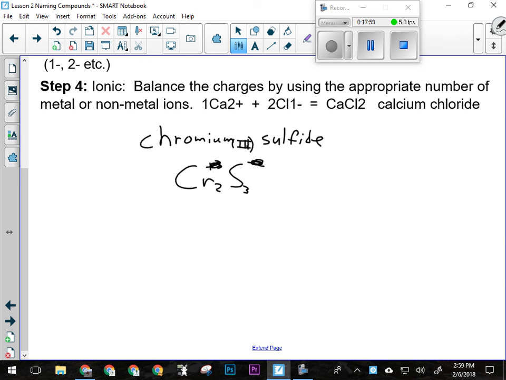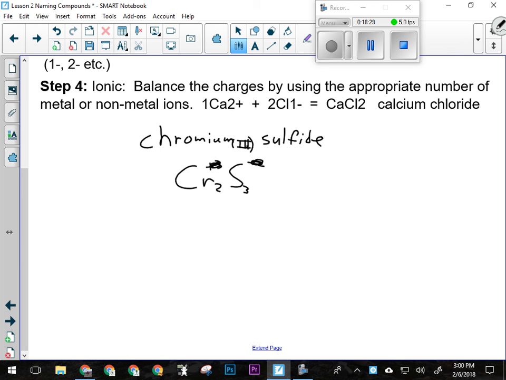Okay, so whenever you see a Roman numeral, it's there to help you make the formula by telling you what charge to use in the drop and swap. Okay, questions on writing the formulas for ionic compounds? Okay, when we're writing the formulas for molecular compounds, should it be really, really easy?